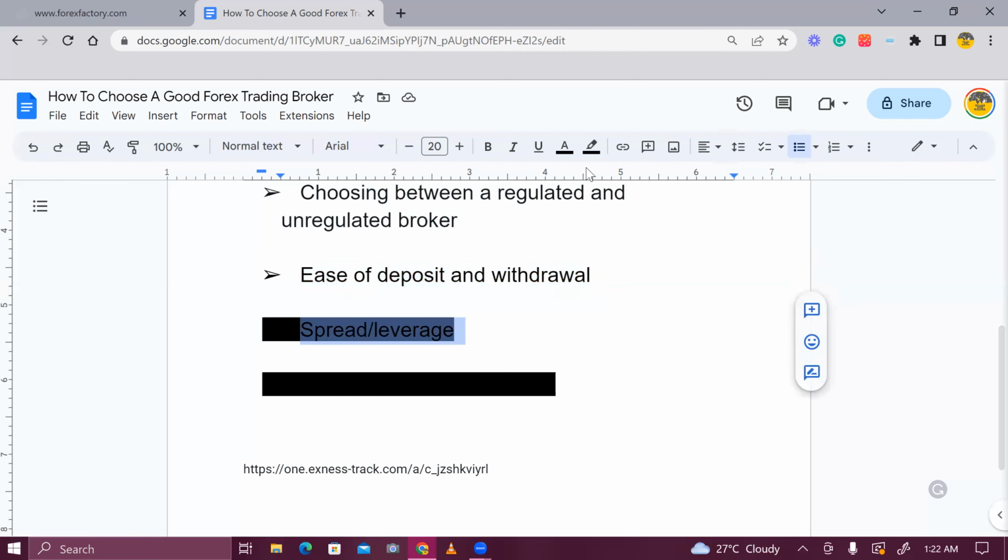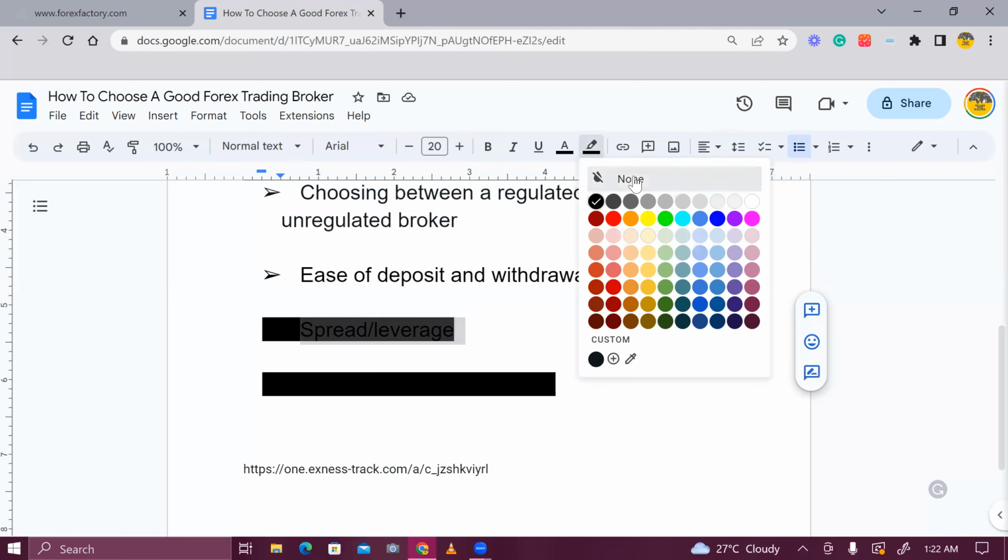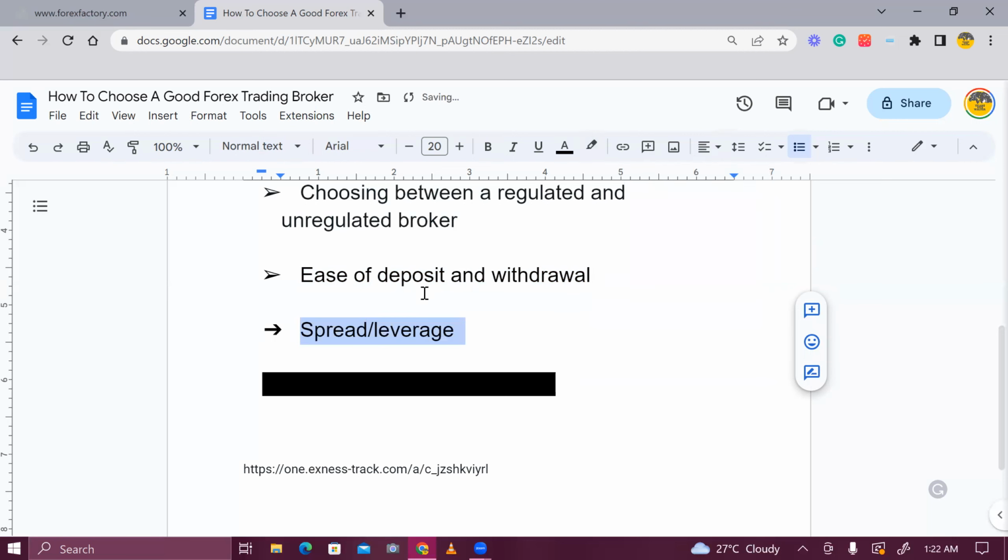Now, the third thing you want to look at when you're choosing a broker that you're going to be using to place your trades is simply the spread and the leverage. So what is spread? Spread is simply the difference between the buy and sell price. That's a minute detail. If it's wider on some brokers, or maybe their server is slow or the rest of that, then you are going to be losing some money when you enter a trade.